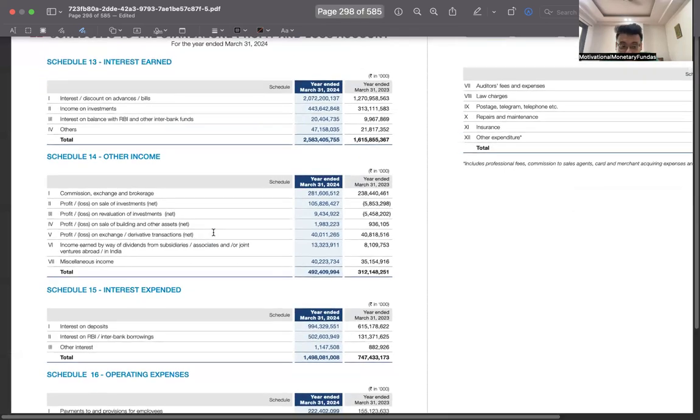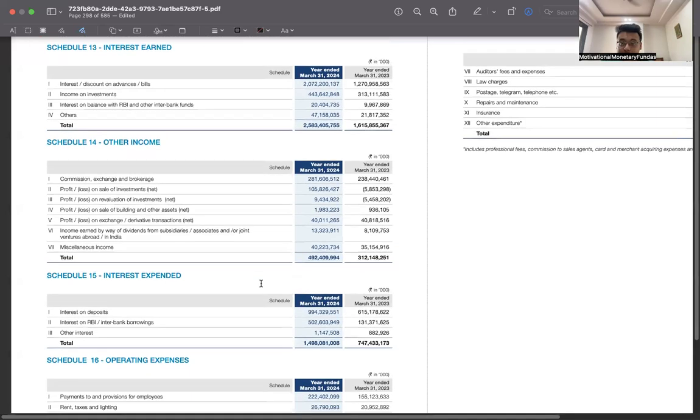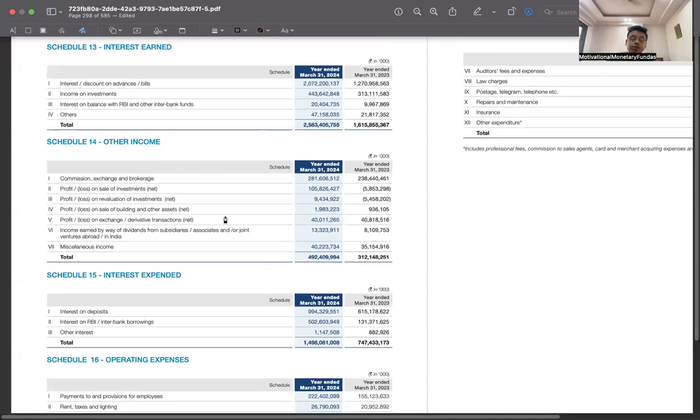Very interesting to look at at your convenience. What are the operating expenses if you want to know? Payments and provisions to employees, rent and taxes, printing stationery, advertisement expenses, the bank will do its marketing, publicity, directors' fees, depreciation on bank property, auditors' fee, insurance, all these things which are your other operating expenses.